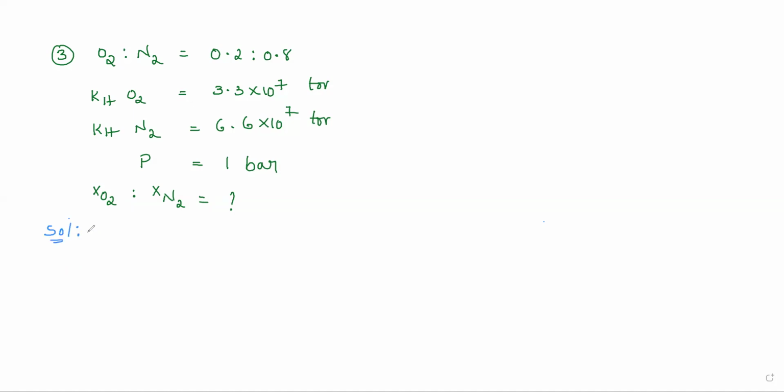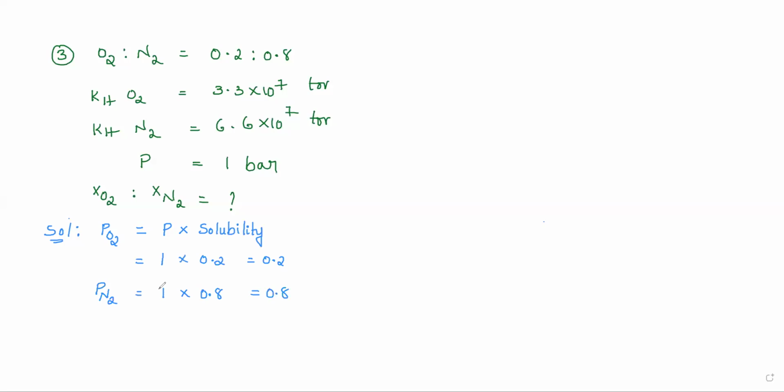According to the data, you need to calculate partial pressures. Pressure of oxygen equals pressure into solubility. So pressure is already given, that is 1, into the solubility of oxygen already given, that is 0.2, equal to 0.2. Okay, next, pressure of N2 equals the same formula, 1 into 0.8 equal to 0.8.